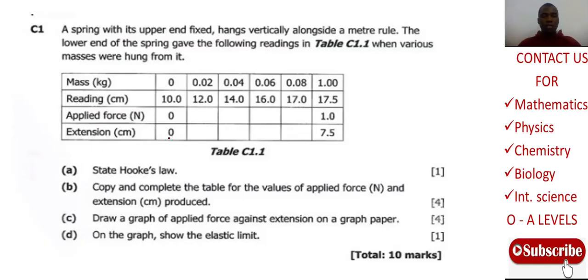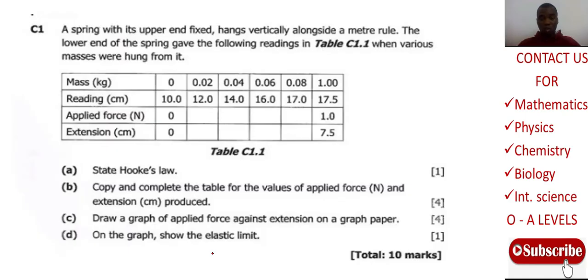We have various recordings here: mass in kgs, readings, the applied force, and the extension. B says copy and complete the table for the values of the applied force in N and the extension in centimeters produced. C, draw a graph of applied force against extension on a graph paper, 4 marks. D, on the graph, show the elastic limit, 1 mark.